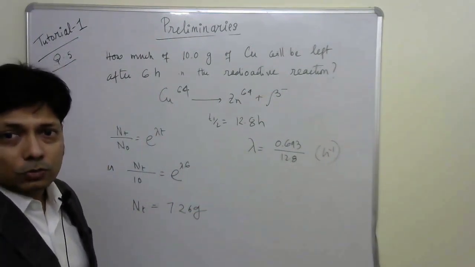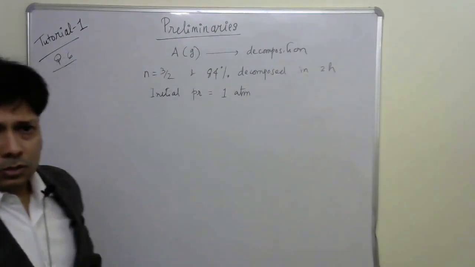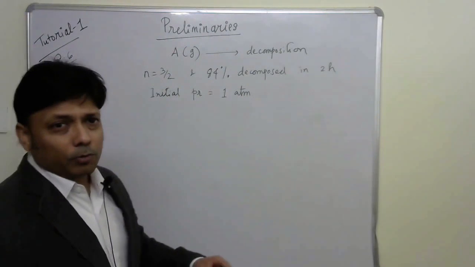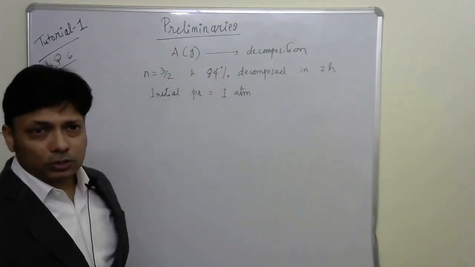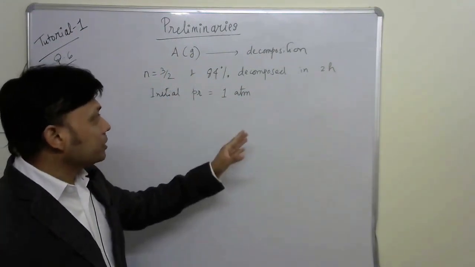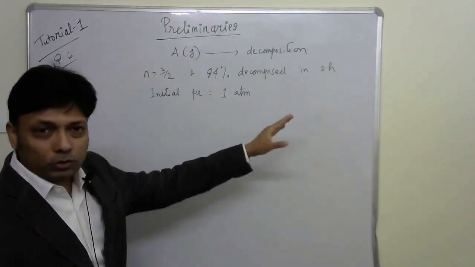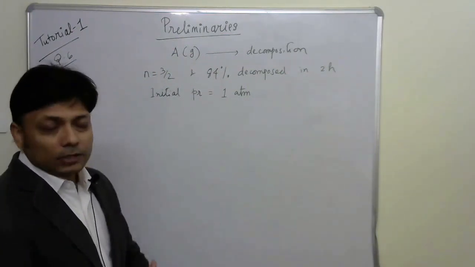So next we go to question number 6. Question number 6 is again a numerical problem, where a gas is being decomposed, the order is 3/2, and 84% of the gas got decomposed in 2 hours. The initial pressure of the gas was 1 atmosphere.